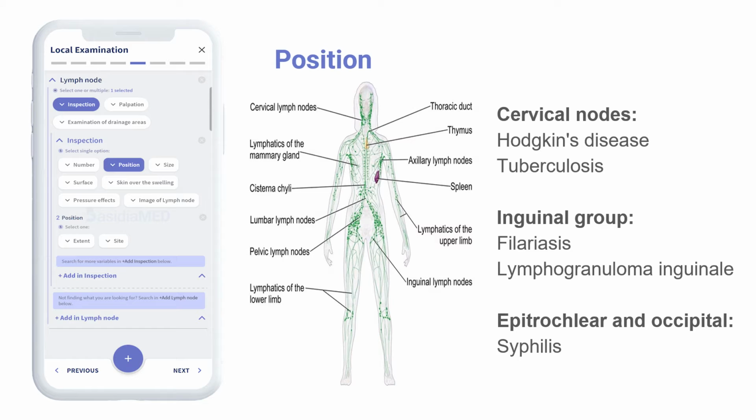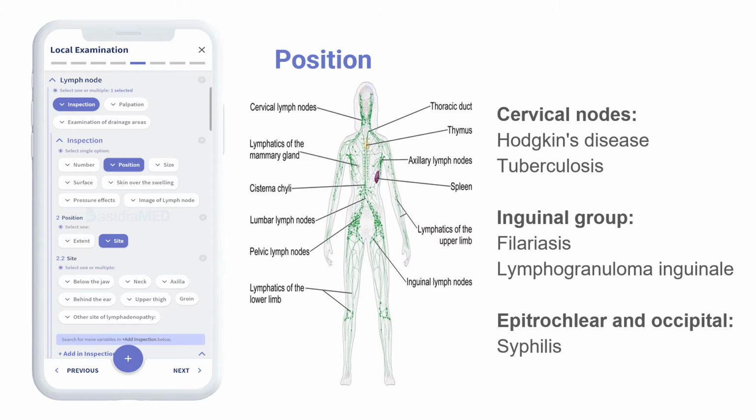Hodgkin's disease and tuberculosis affect the cervical group. Filariasis and lymphogranuloma inguinale affect the inguinal group. Secondary stage of syphilis involves the epitrochlear and occipital groups.